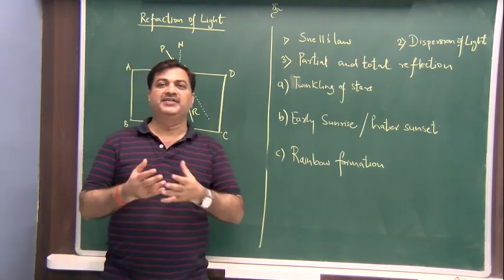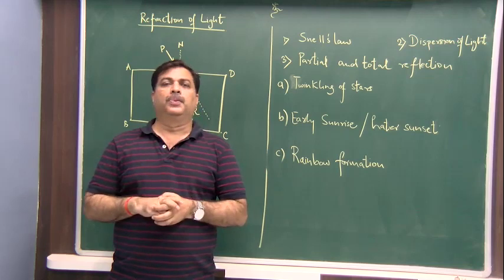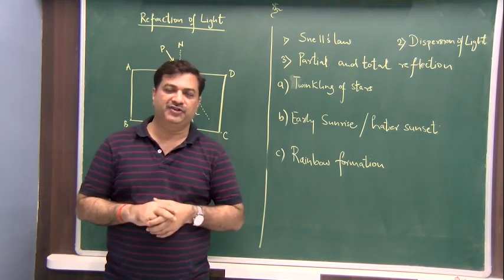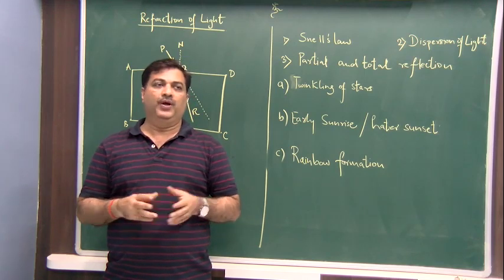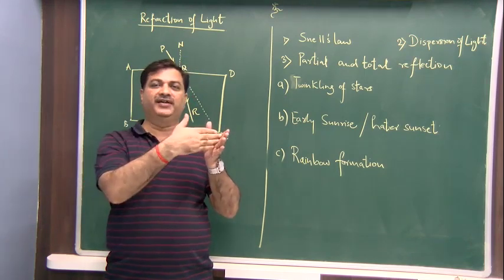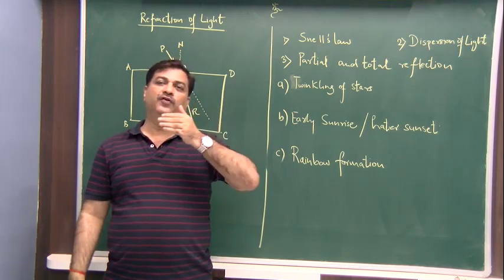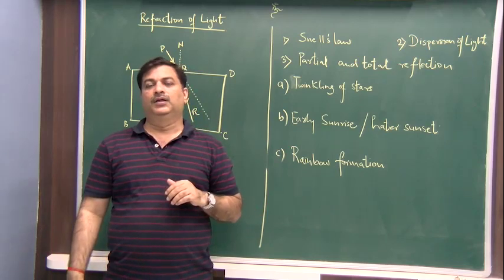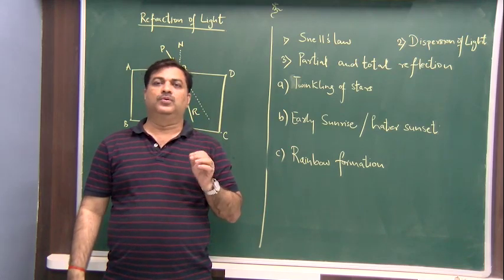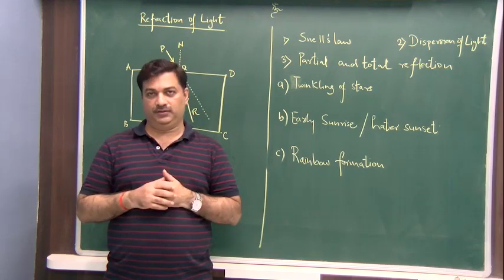So first, let us define what is refraction of light. We have studied reflection in the previous classes. What is reflection? When a light ray hits a reflecting surface, it gets reflected by an angle of incidence which is equal to the angle of reflection. Now, we go to refraction. What is refraction of light?